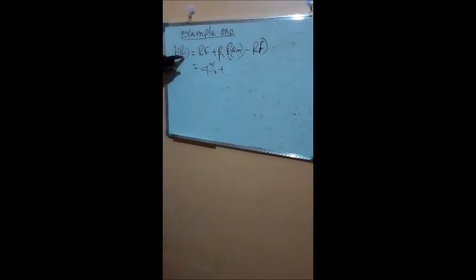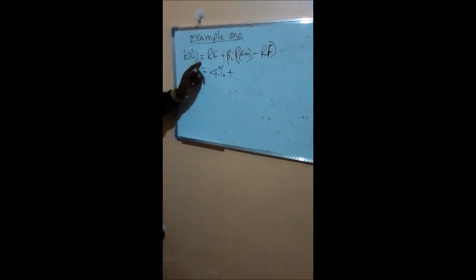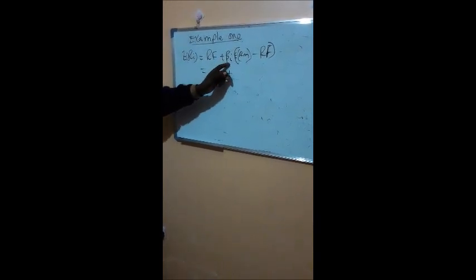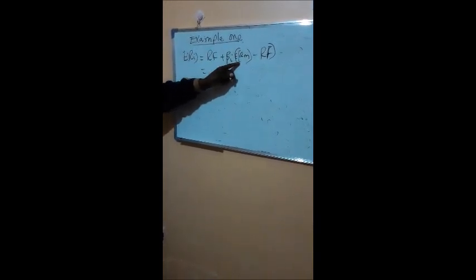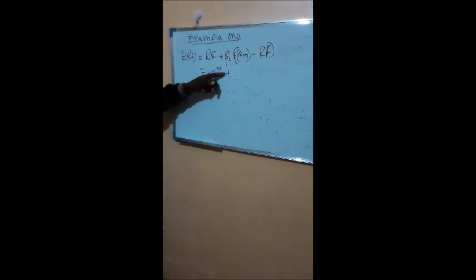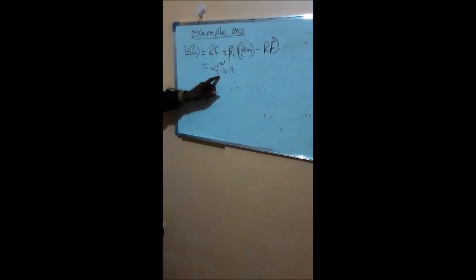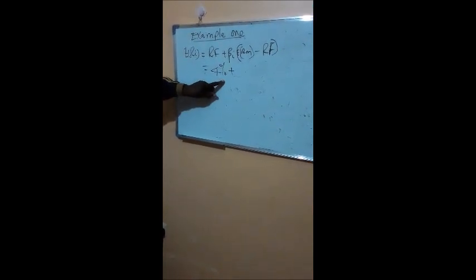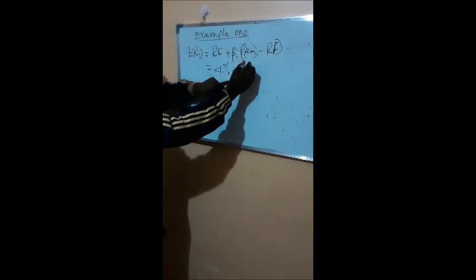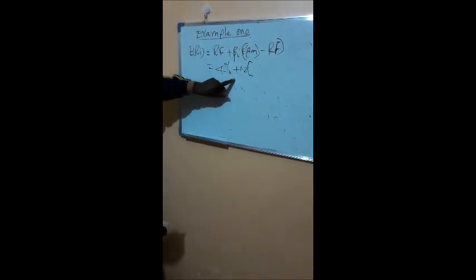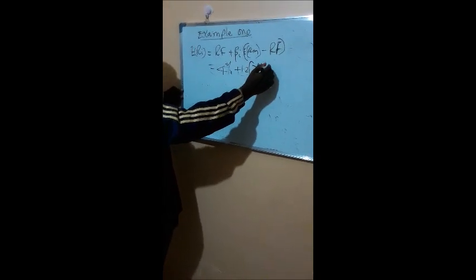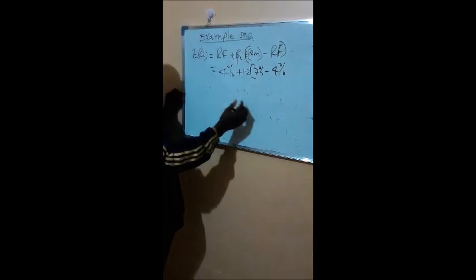This is our security market line equation, which says the expected return on an individual share is equal to the risk-free return plus beta times the difference between the return on the market and the risk-free return. Our risk-free return in example 1 is 4%, plus beta of 1.2, multiplied by the difference between the return on the market, which is 7%, minus the risk-free return of 4%.